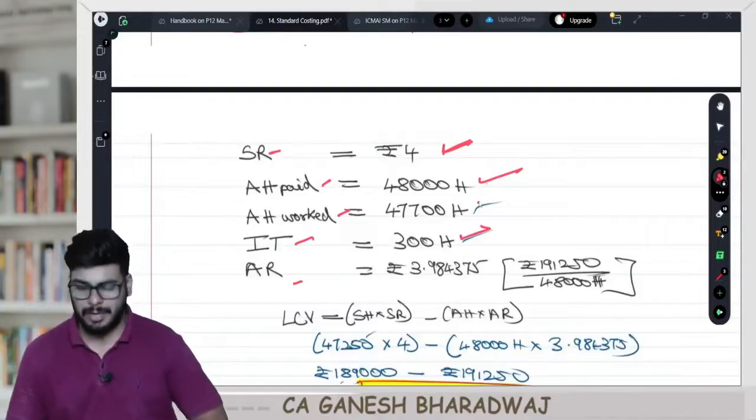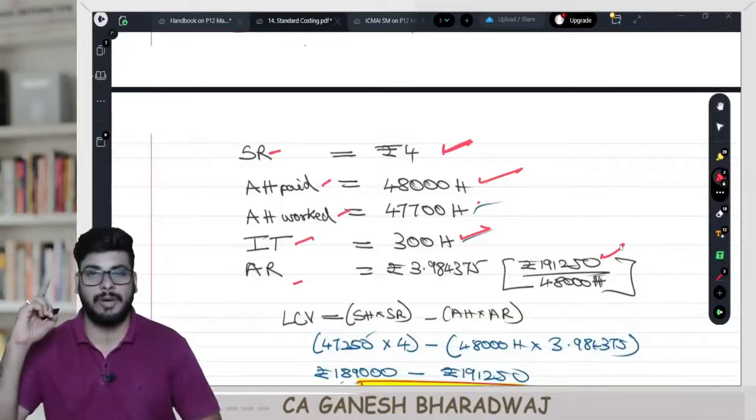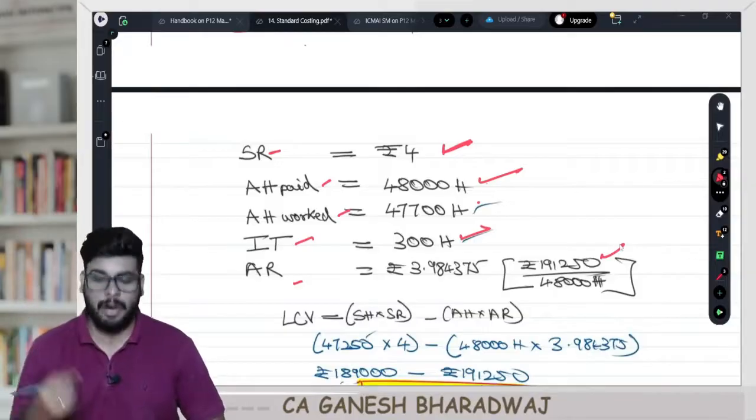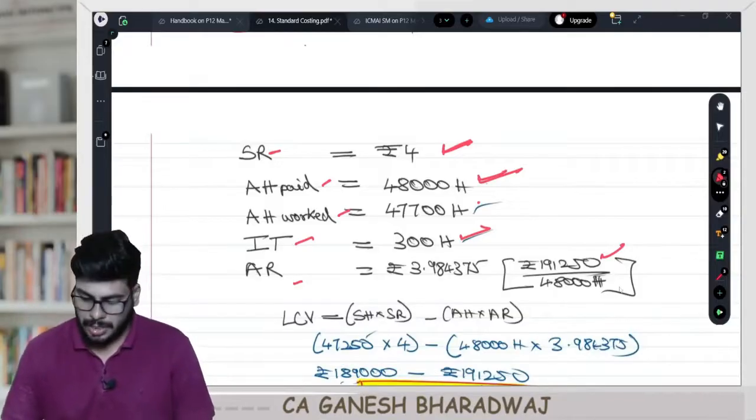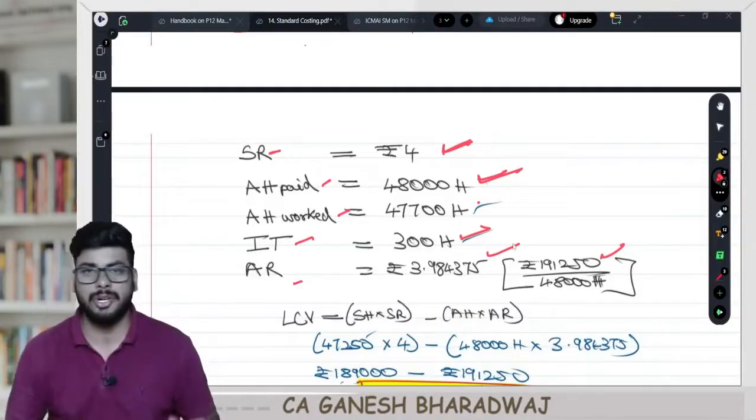And what is the actual rate at which I am paying? They have given this figure. They have paid a total wage cost of 1,91,250 for how many hours? 48,000 hours. So per hour, what is the rate? We have arrived at it. Clear with this, guys? First, we have computed all the ingredients. It's just a matter of plug and play right now.